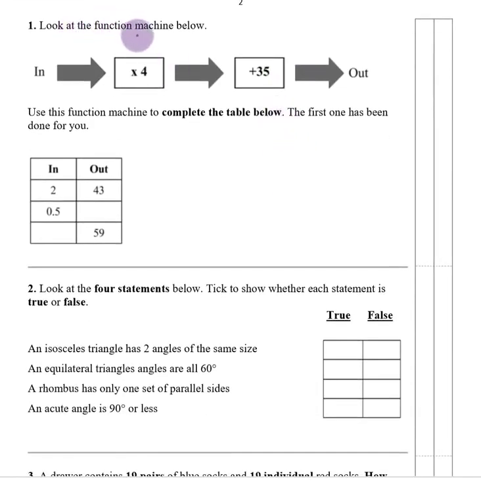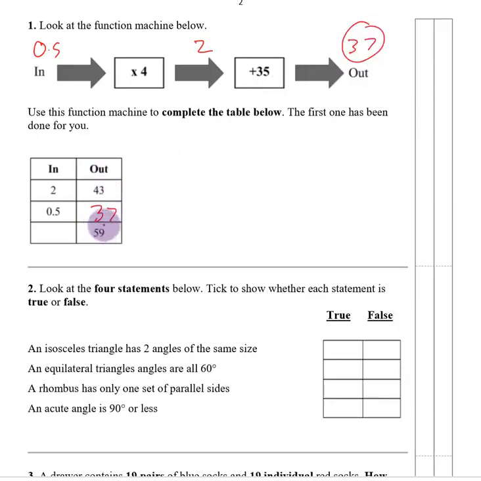Number one, look at the function machine below. So we've got number in times by 4 plus 35 and then our number out. So we need to put in the number in, which is 0.5, and then times that by 4. So 0.5 times by 4. So 0.5 is a half effectively, so 4 halves makes 2. And then plus 35, the number that will come out will be 37.